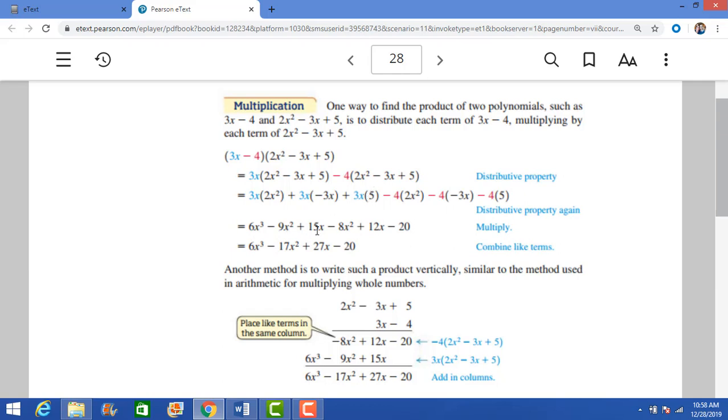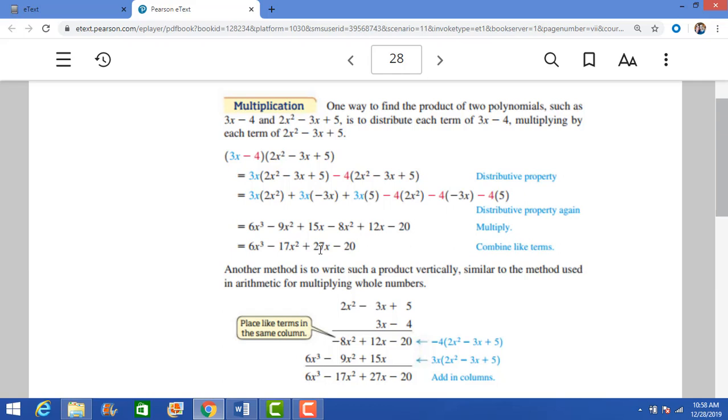This becomes 15x. This becomes minus 8x squared. This becomes a positive 12x. And this becomes negative 20, or minus 20. And then we add the like terms, combine like terms, to get our final answer.